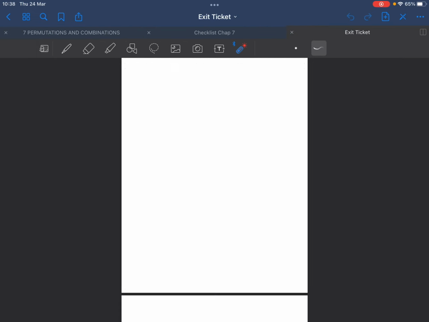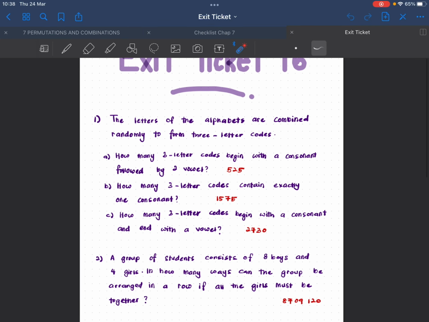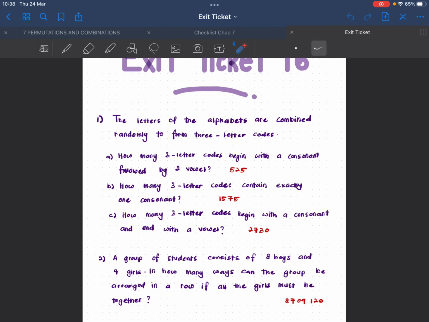So this is your exit ticket. Panjang sikit soalan je, panjang, jalan kira dia senang sahaja.